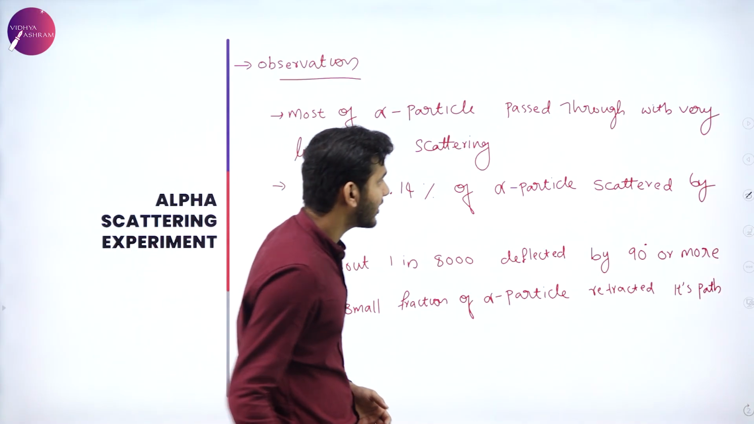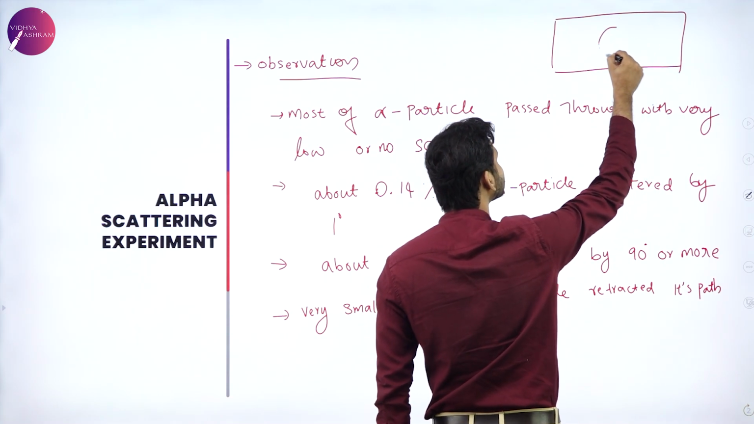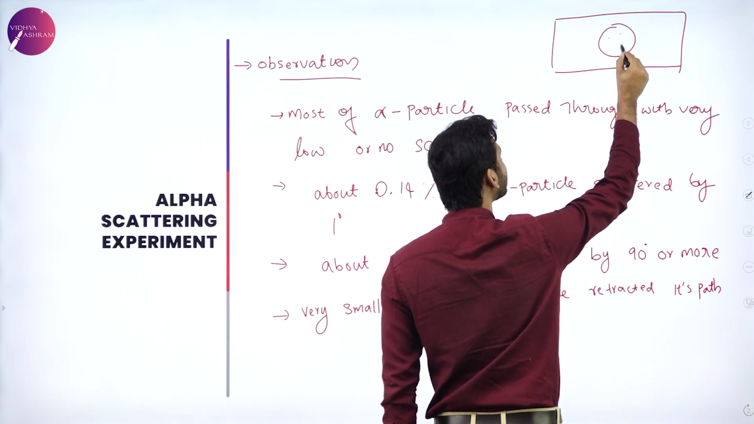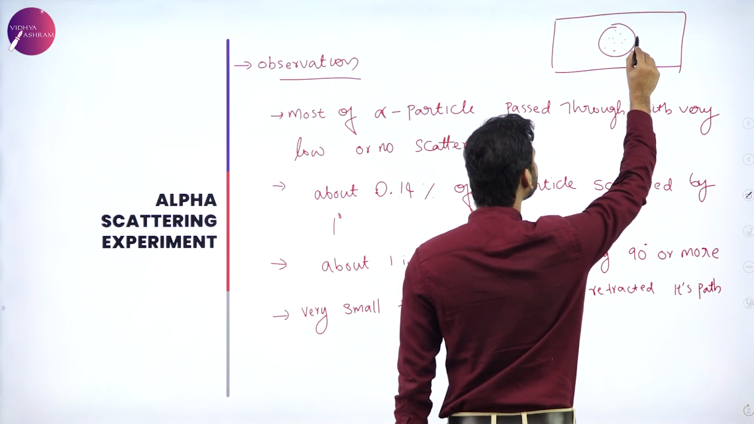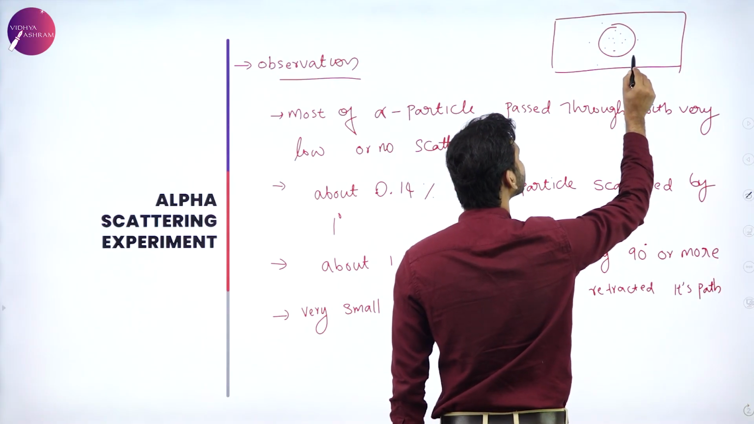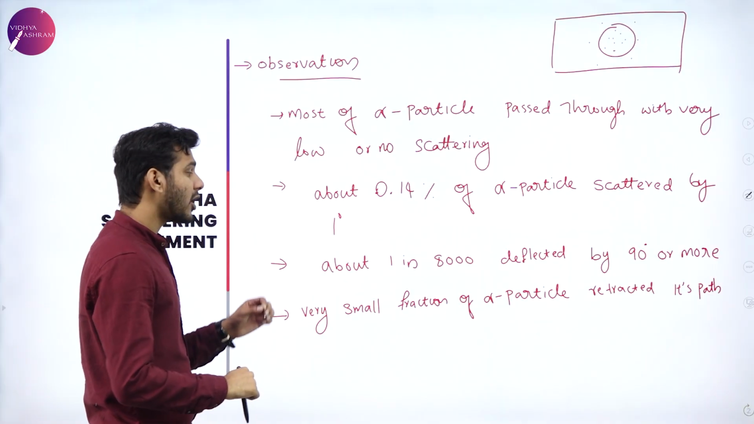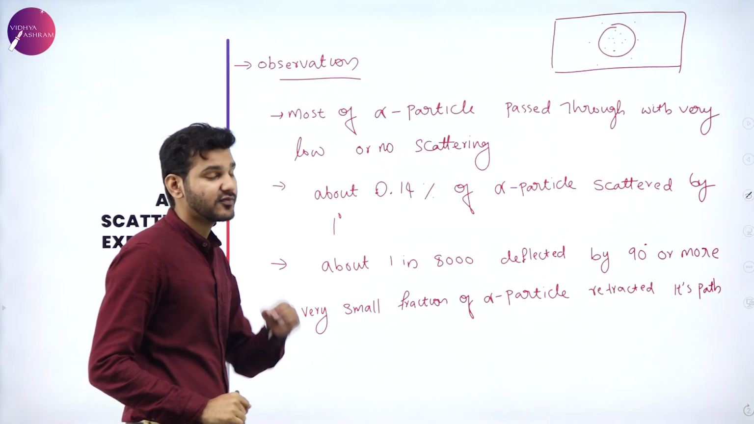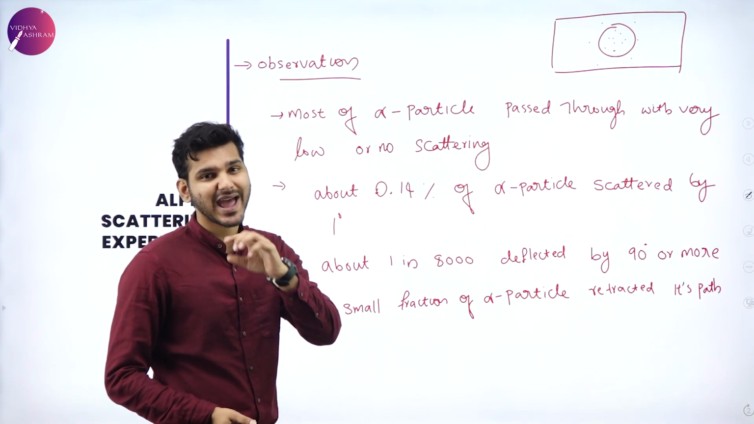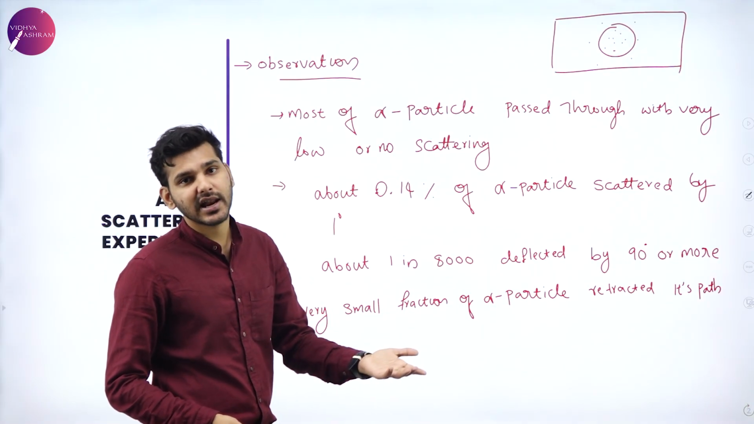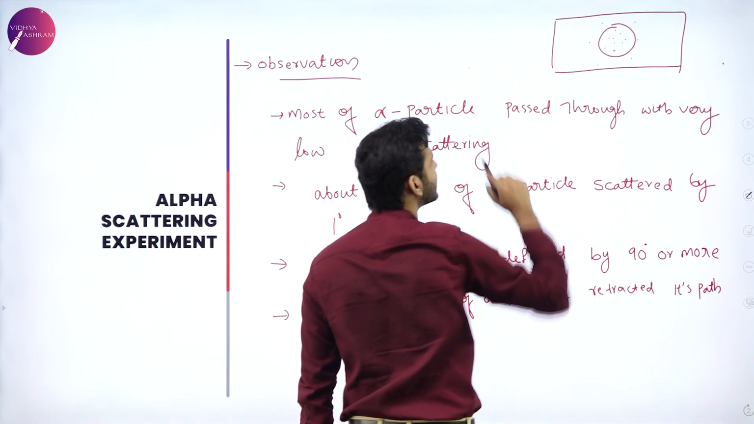If you imagine that the gold foil was placed like this, then most of the alpha particles went through without any hesitation, and only 0.14% of them scattered by an angle of 1 degree. And about 1 in 8,000, that is, when we send 8,000 alpha particles, about 1 of those 8,000 deviated by an angle of 90 degrees or more. That is, they deflected somewhere around here or here.